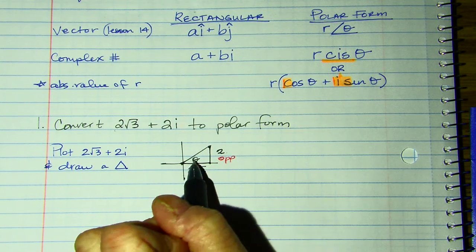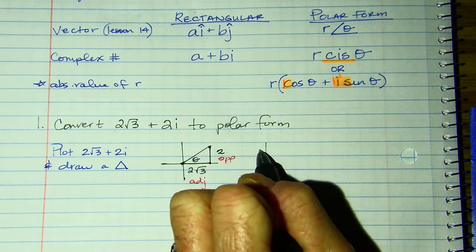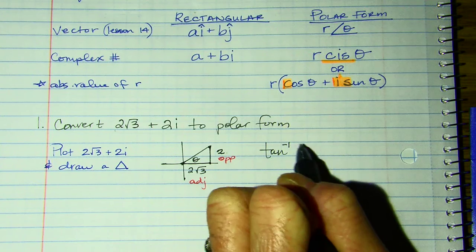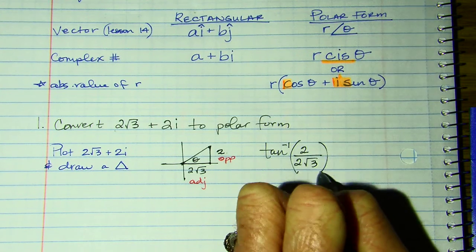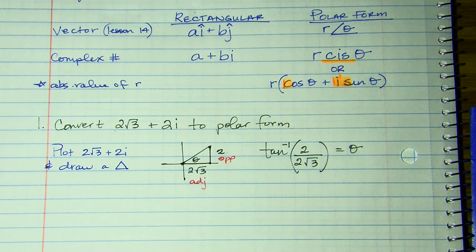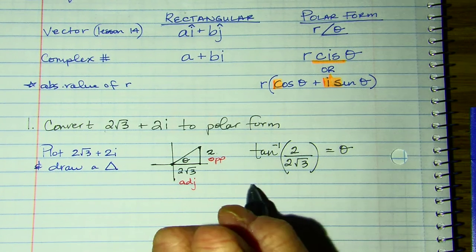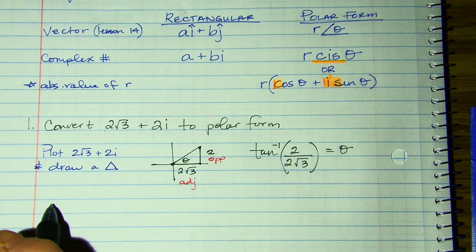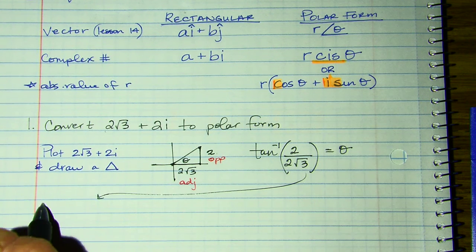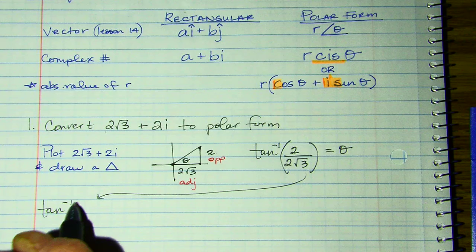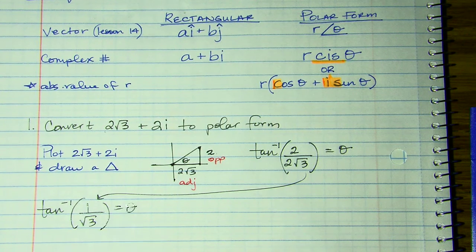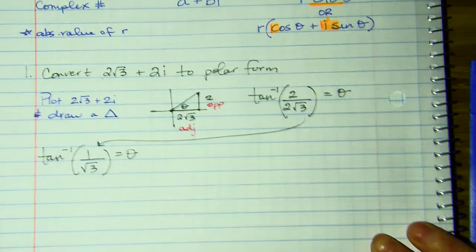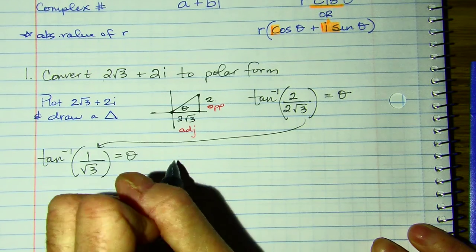And because I'm looking for theta, I'm going to use inverse. So tangent inverse of 2 over 2 root 3 will equal theta. Now when I write it like that, I'm not sure if you can see that that can be simplified to the tangent inverse of 1 over root 3 equals theta. Now, when you see root 3, I think of my 30, 60, 90.